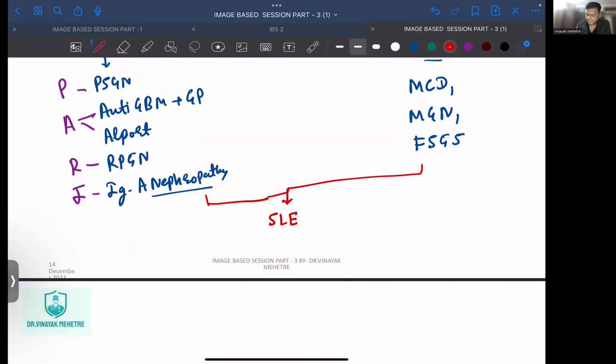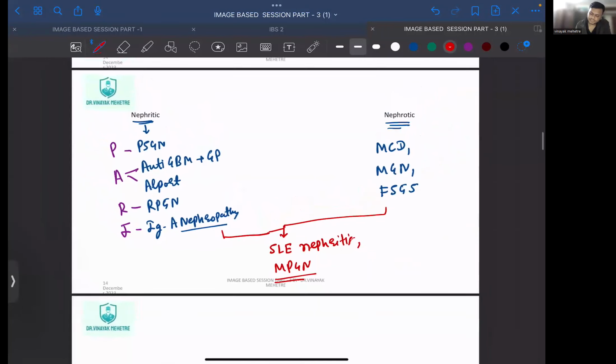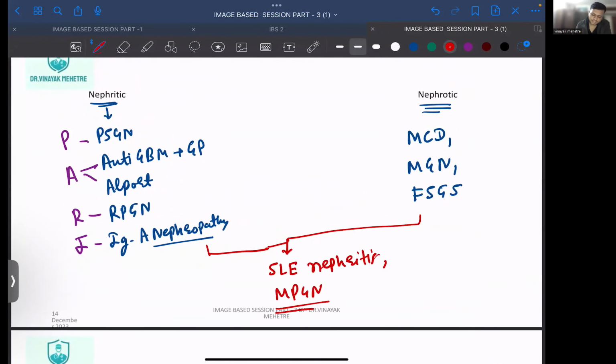That is what we call SLE nephritis. And MPGN. Okay, they can cause both. This is the classification that you should know. At least remember the mnemonic, "Pari hoon main", right? What will happen to Pari? Nephritic syndrome.